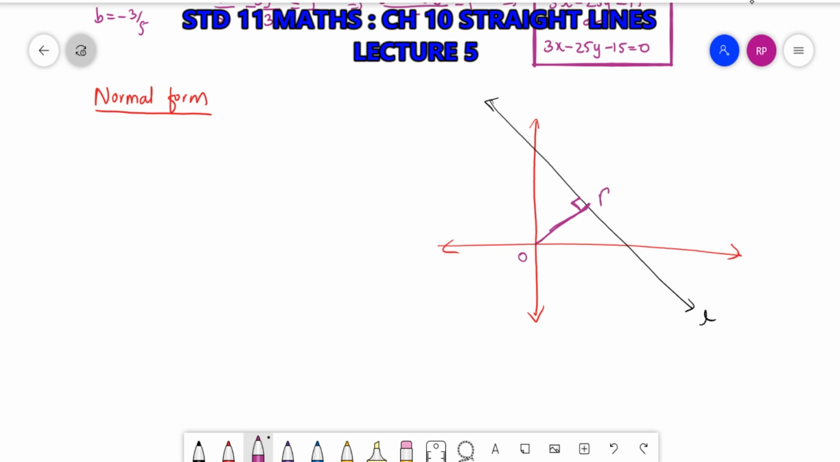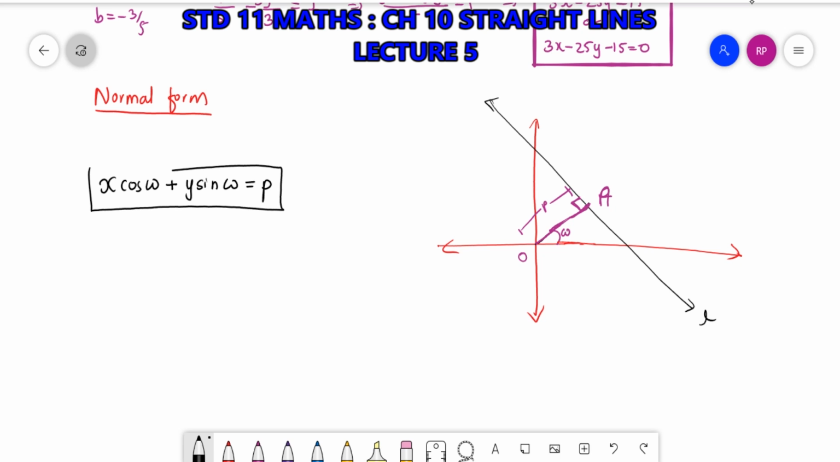Let the distance from the origin to the foot of the perpendicular on the line be p. Let's name this point as A. So what is p? The distance from the origin to the foot of the perpendicular on the line. So this distance is p. Now, if the perpendicular makes an angle omega with the x-axis, then the form of the equation is x cos omega plus y sin omega is equal to p. This is the normal form of the equation.